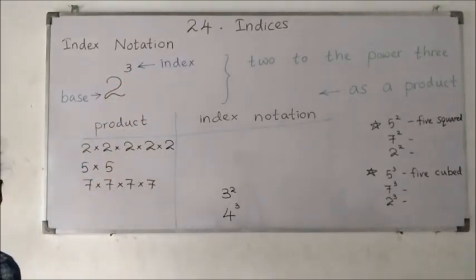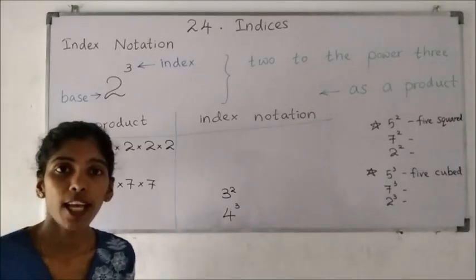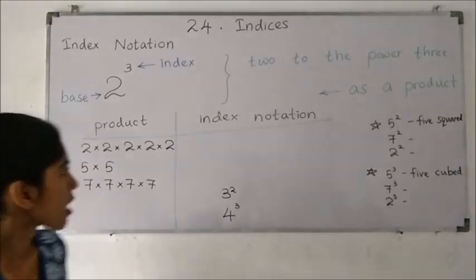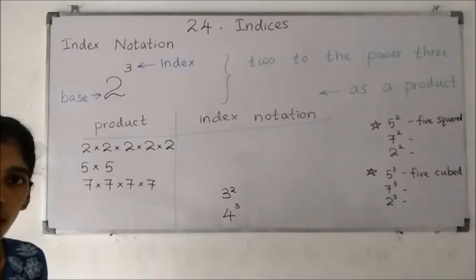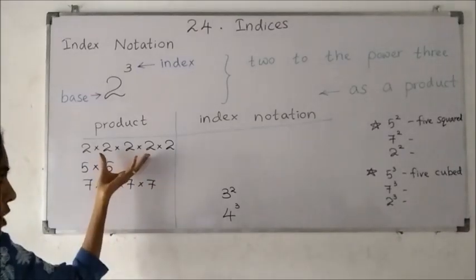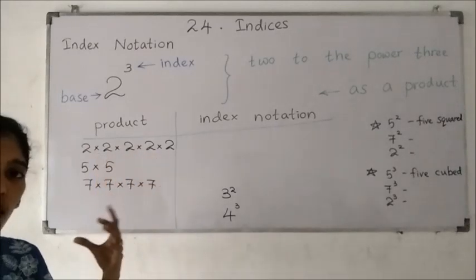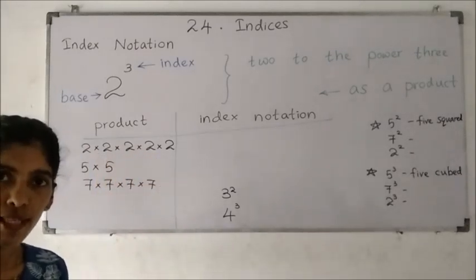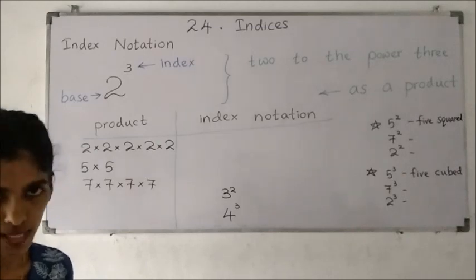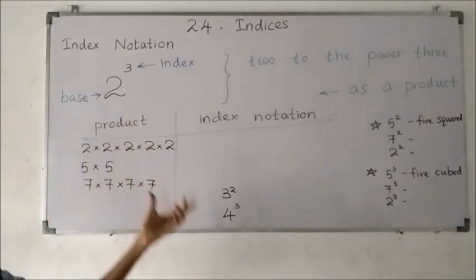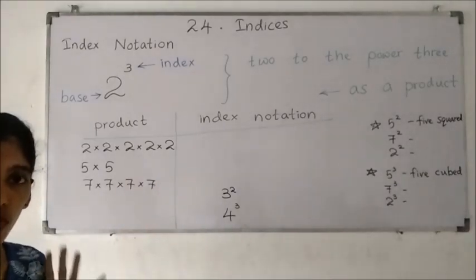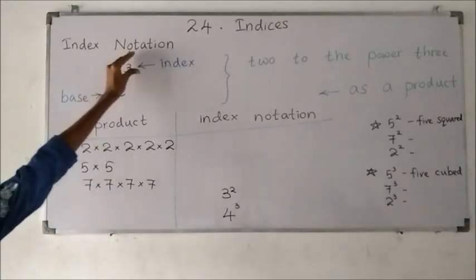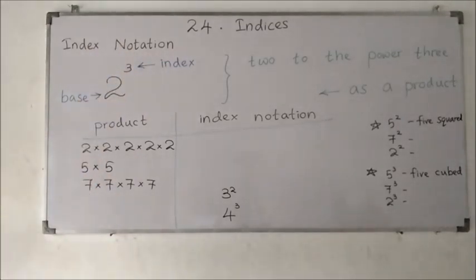In which situations do we need to use these indices? You may have seen some numbers multiplied by themselves many times. For example, here 2 is multiplied by itself many times. We can write this as a product, and we can also write it in a concise way, that means in short form. That short form is called the index notation. So an index number has a base and also an index.